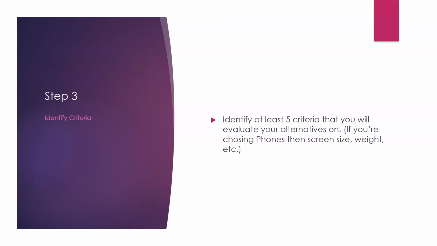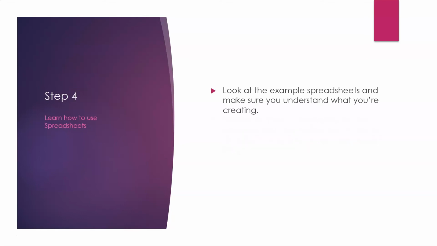If you're choosing phones, which 3 phones are you going to evaluate? Then step 3 is to identify your criteria. Identify at least 5 criteria that you'll evaluate your alternatives on. If you're choosing phones, then screen size, weight, etc. could be your criteria. Now, step 4 is to learn how to use spreadsheets. Look at the example spreadsheets and make sure you understand what you're creating.